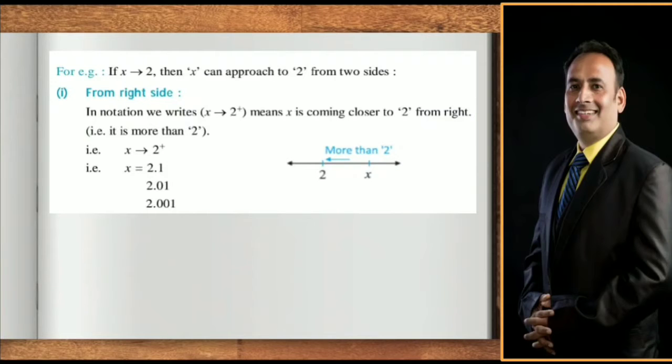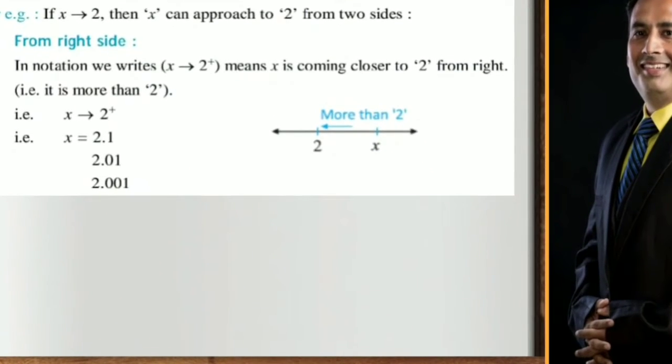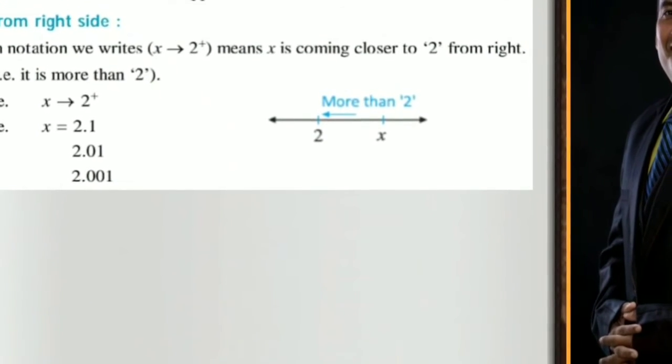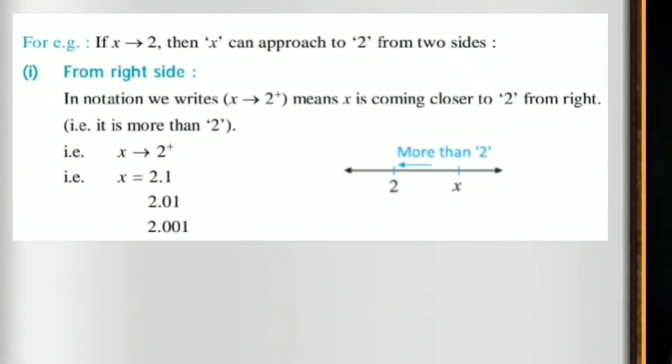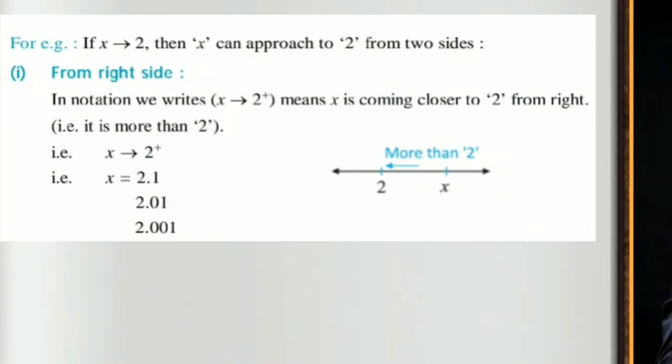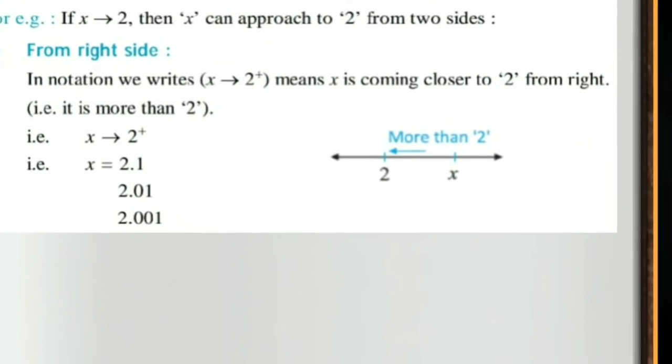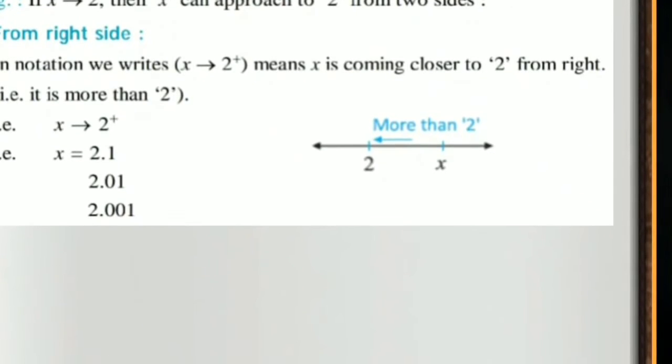For example, on the number line, if you consider x equal to 2, so if x tends to 2, what does it mean? x can approach 2 from two sides, either from left or right. Let's say from the right side. In the notation, x tends to 2 plus means x is coming closer to 2 from the right. On the number line, 2 plus means 2.1, and if you come very close to 2, if you divide the interval 2 to 2.1 and go close to 2, then you will consider 2.01.